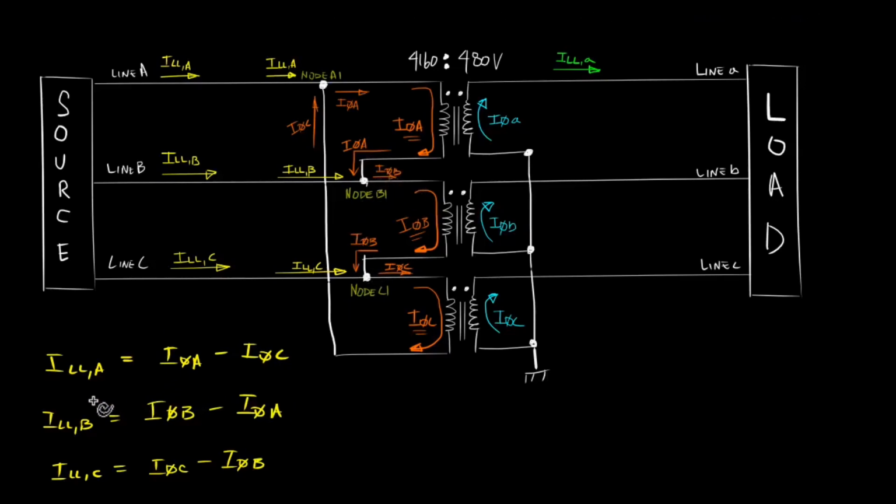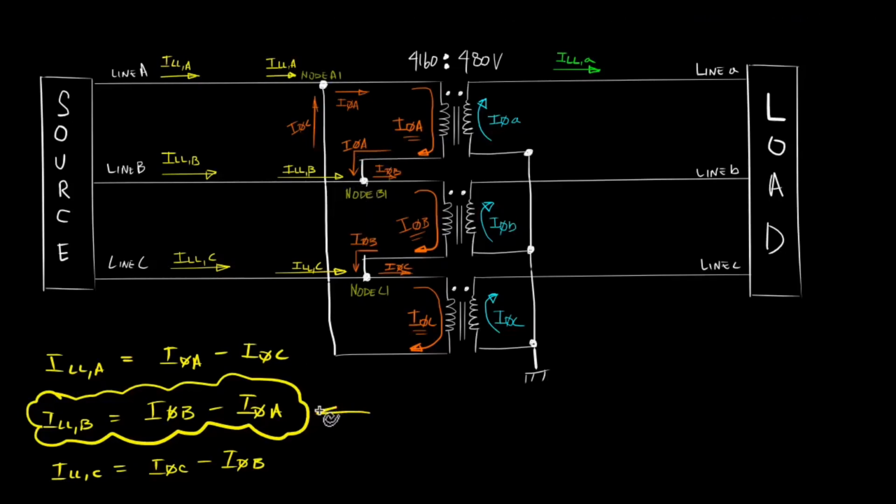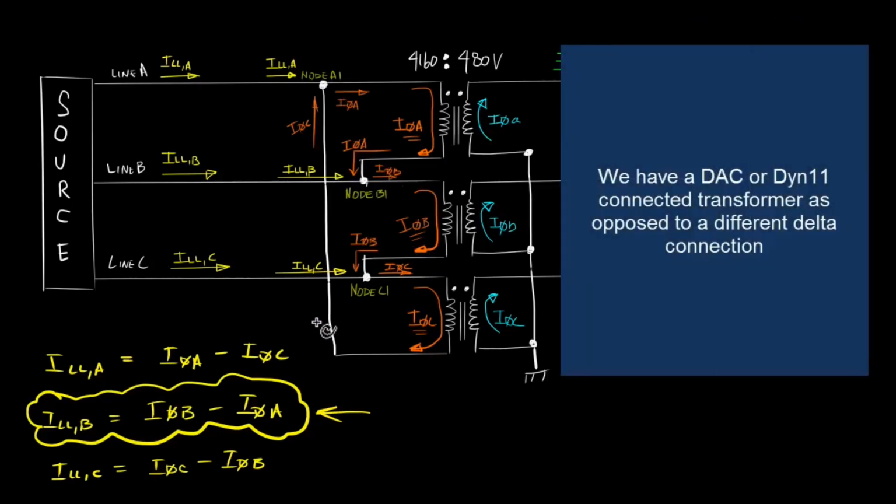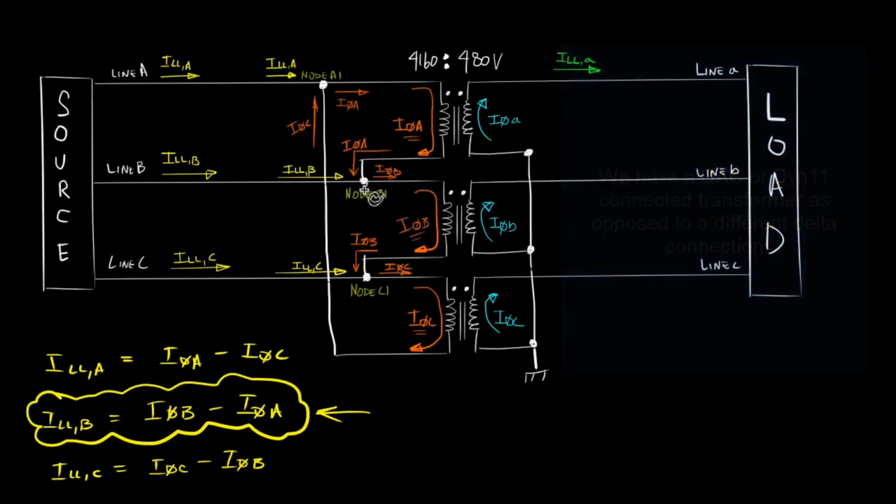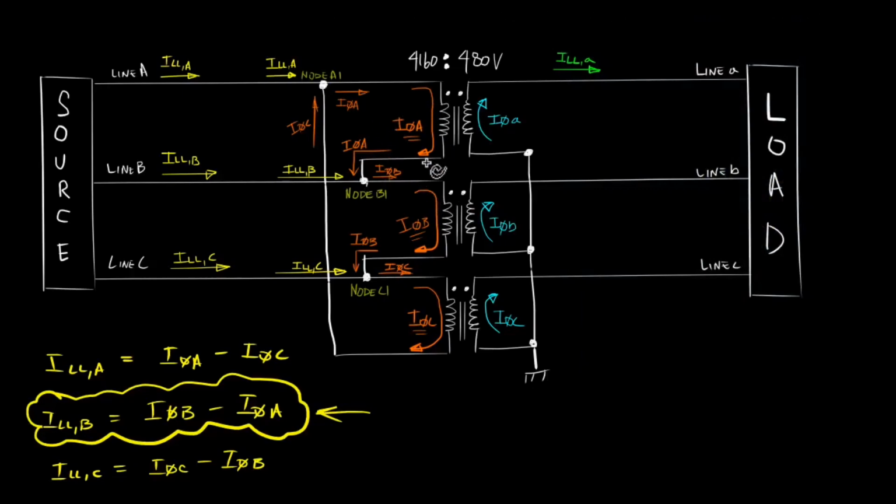Okay, so what we're going to analyze is this particular equation. We know that line current B, which is this current here, is equal to phase current B, which is going into winding B, minus phase current A, which is coming from winding A. The reason the equation is set up like this is because our delta connection is set up in this particular fashion, where the polarity side of winding B is connected to node B1 and the non-polarity side of winding A is also connected to node B1.